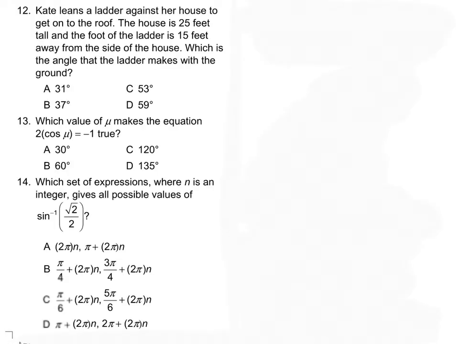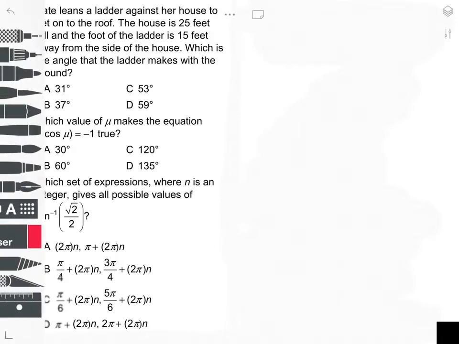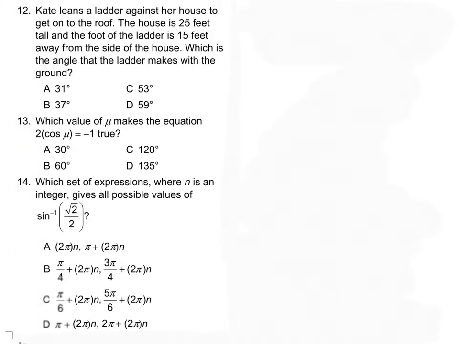Question number 12. Kate leans a ladder against her house to get onto the roof. The house is 25 feet tall. First thing, I would like to mark it down as I read the story. The house is 25 feet tall and the foot of the ladder is 15 feet away. So what is the angle the ladder makes?